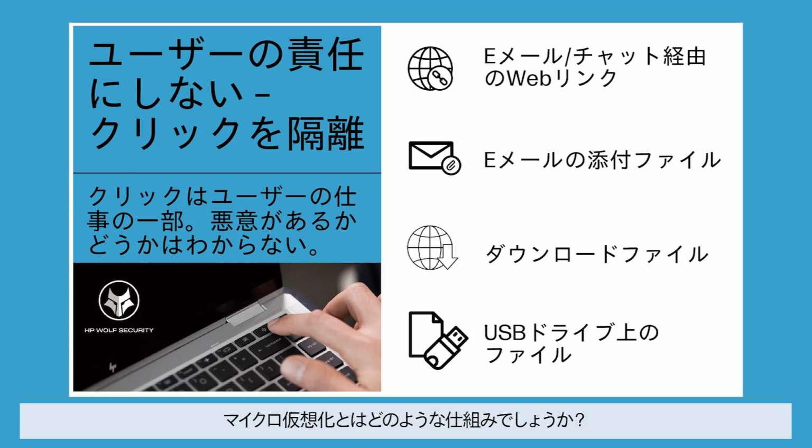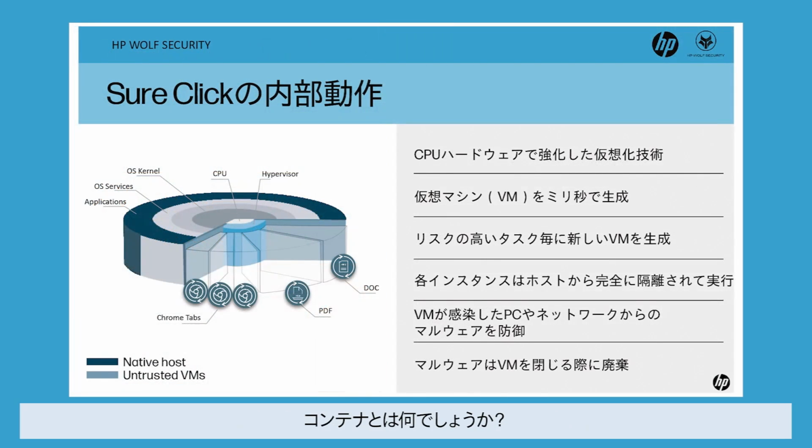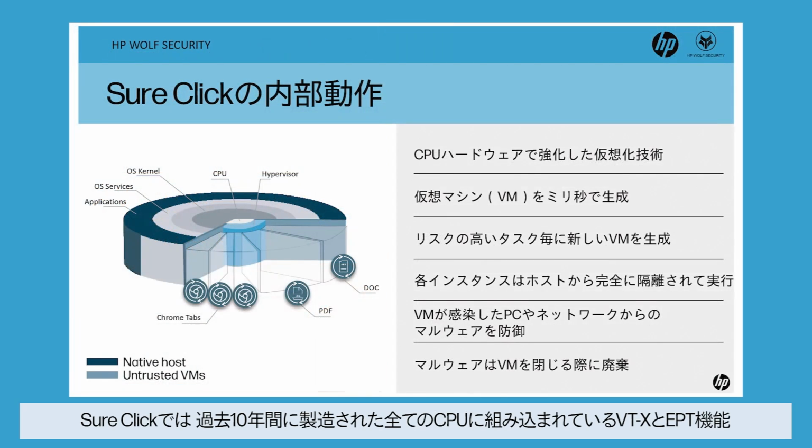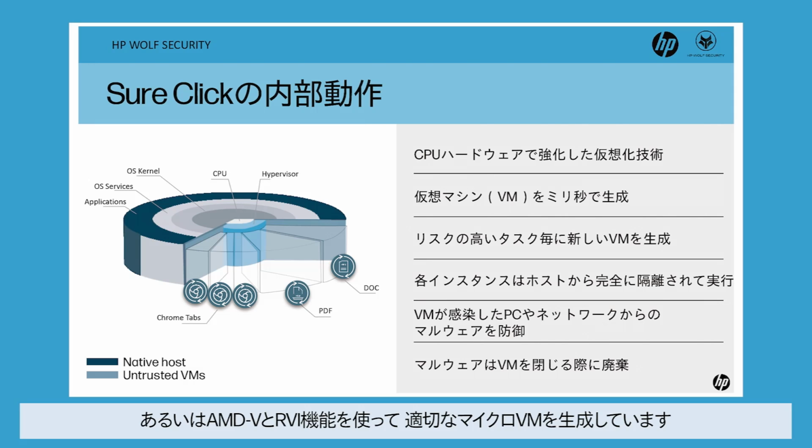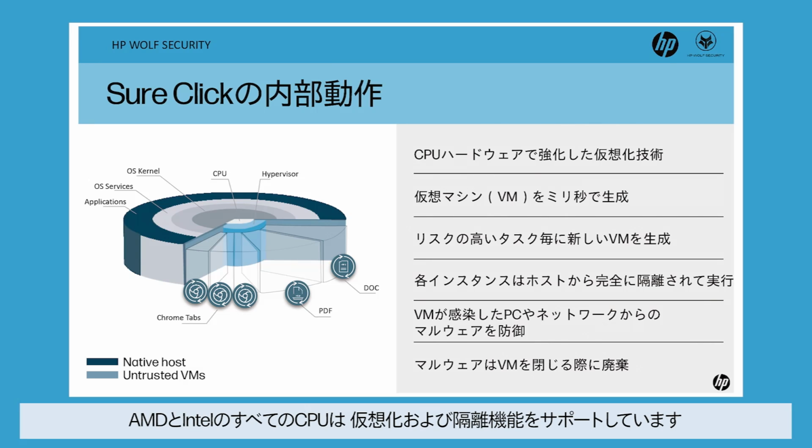So how does micro virtualization work? What are these containers? With SureClick, we're actually creating a proper micro VM that is using the VT-x and the EPT capabilities or the AMD-V and RVI capabilities of virtualization that are built into every single CPU that's been manufactured in the last 10 years. So all CPUs from AMD and Intel support virtualization and isolation capabilities.